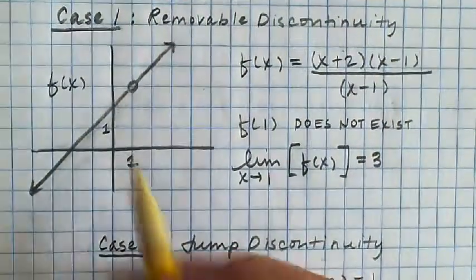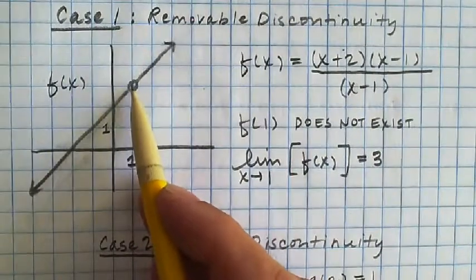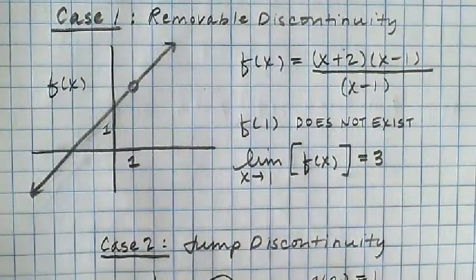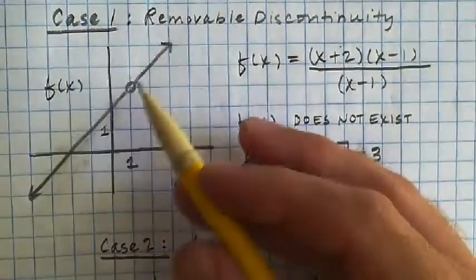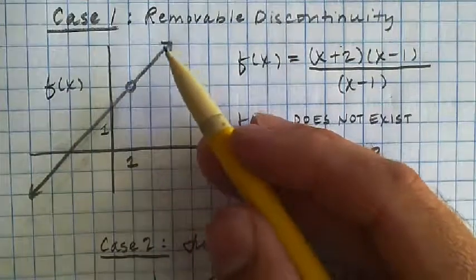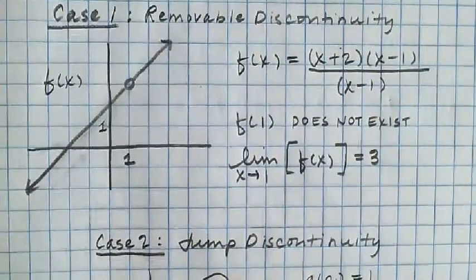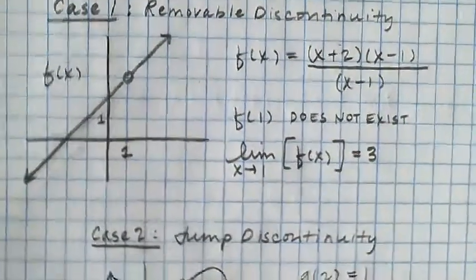Now, if f of 1 was 3, if this was a continuous function, then the value of the limit would be the value of the function, right? Because it's approaching here, it is here, it continues to go there. That's really what it means to be continuous. But I'll talk to you about that, I think, two times from now.